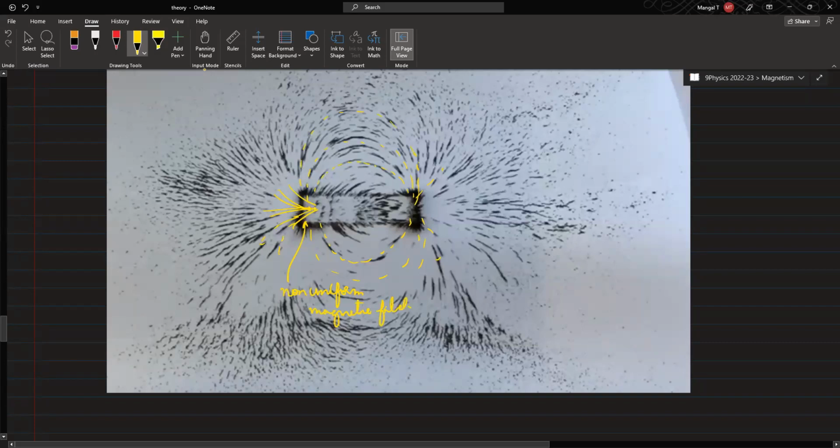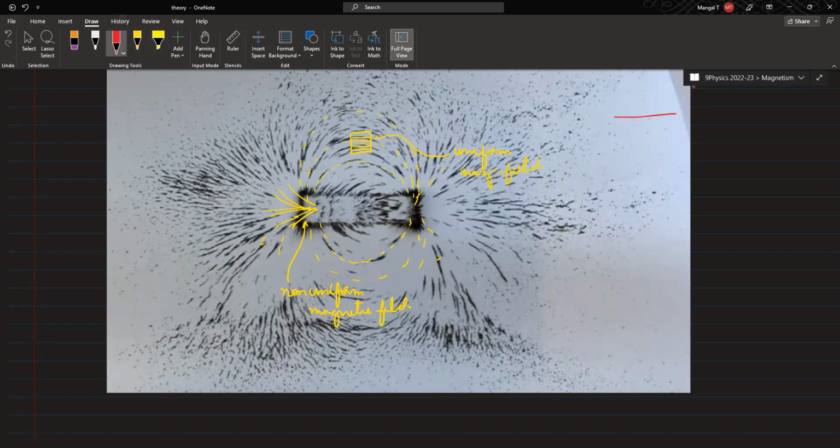While if you see a small space over here, you will see that these lines are almost parallel to each other. This is an example of a uniform magnetic field. Therefore, if you are asked to draw a uniform magnetic field, what will you show? You will show parallel lines which are pointing in the same direction. And when you have to show a non-uniform magnetic field, you will see that they are crowding.